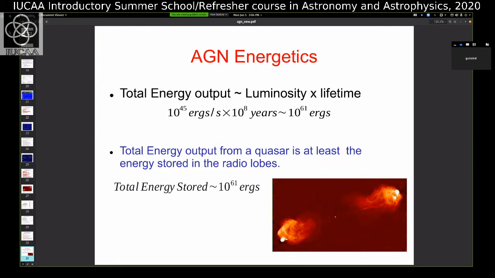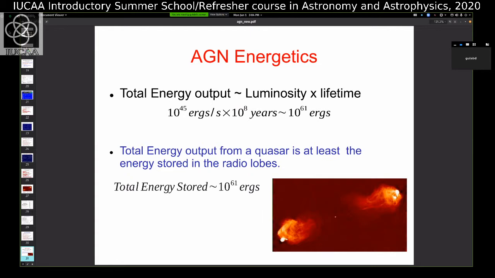First of all, roughly 1 out of 100 galaxies is an AGN. So you can argue that maybe all galaxies go through the AGN phase, but then they survive something like 10 to the power 8 years, given that the age of the universe is about 10 to the power 10 years. So for a bright AGN, which emits a luminosity of about 10 to the power 45 ergs per second, if it lasts for 10 to the power 8 years, then the total energy output is going to be 10 to the power 61 ergs from an AGN.